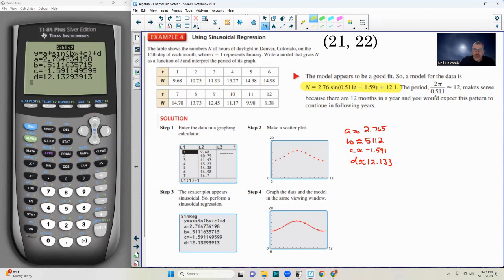The period is 2 pi over 0.5111 because it's 2 pi over B. And if I did that in my calculator, just to show you what they did, 2 second pi divide 0.511, enter, it's approximately 12.29. They rounded to 12. So that makes sense because there are 12 months in a year, and you would expect this pattern to continue the following year. So that's our period, 12 months. Repeat, repeat, repeat. Okay, so now that I've done that, numbers 21 and 22 are the exercises for this example.